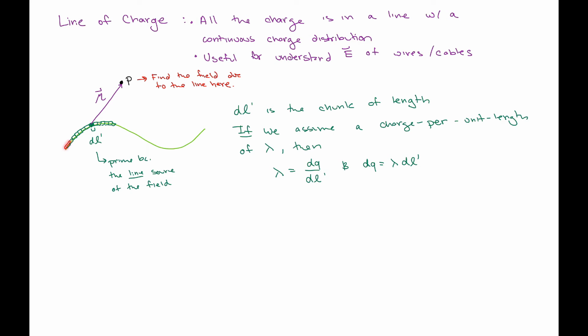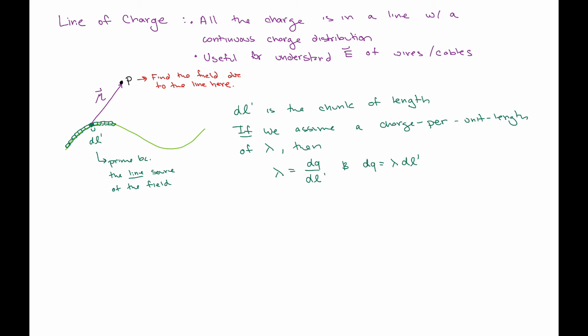If it's uniform, then along this whole thing, I'm going to get the same value for lambda. If it's not uniform and continuous, say there's more charge on this end than there is on this end, then maybe lambda isn't a single number. Maybe it's an equation that describes how the charge density is changing as I go along this line. But either way, I can describe the charge in a little chunk of my line with a variable called lambda, which is giving me the charge per unit length.